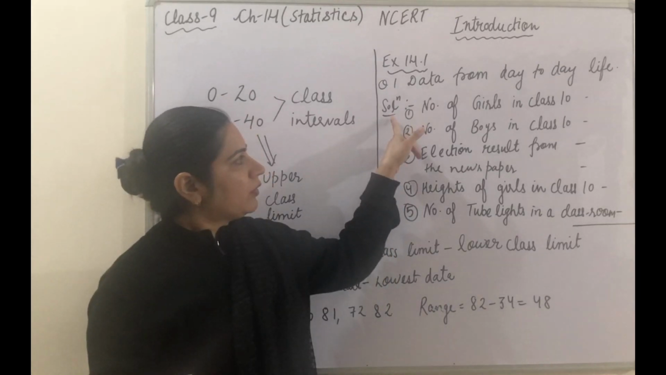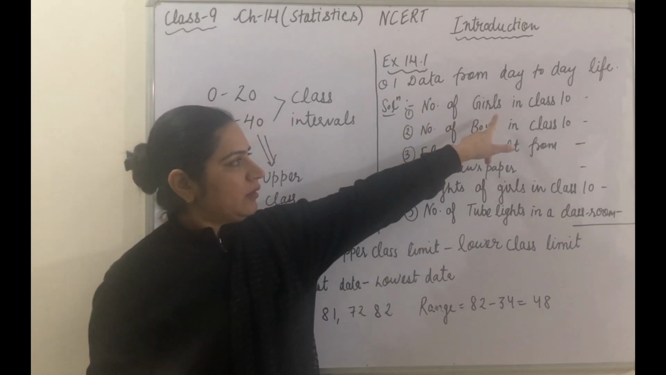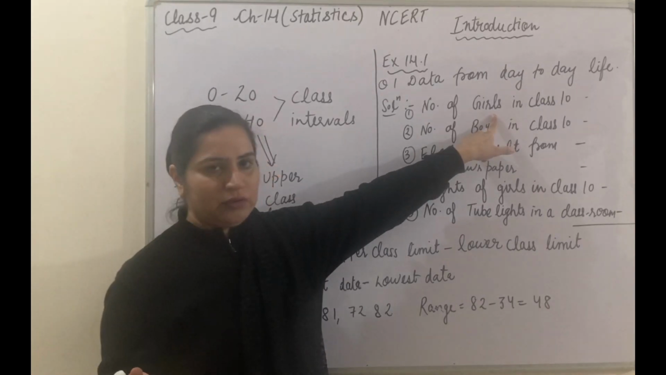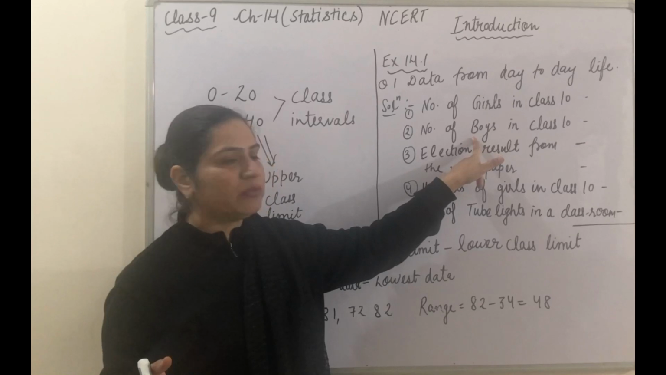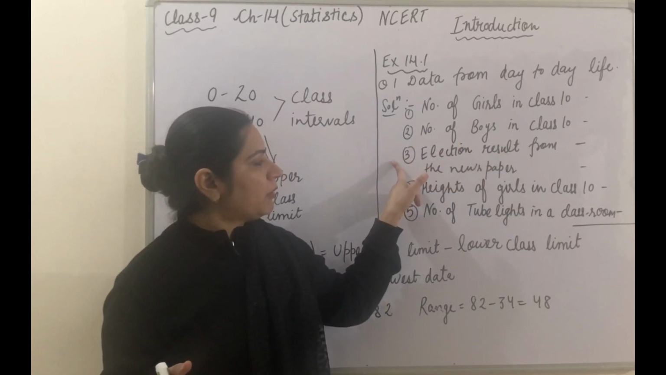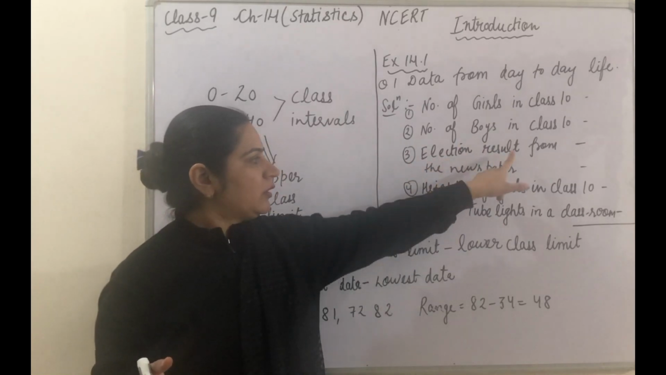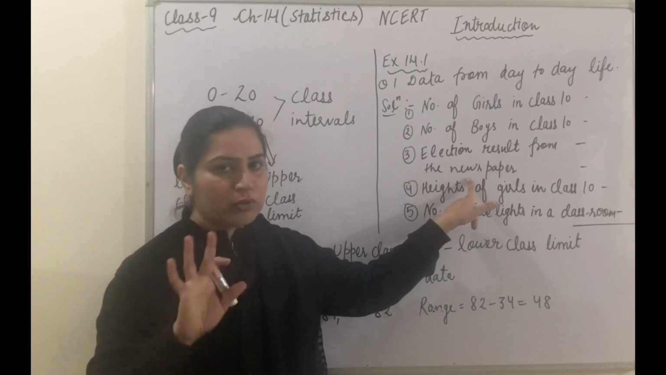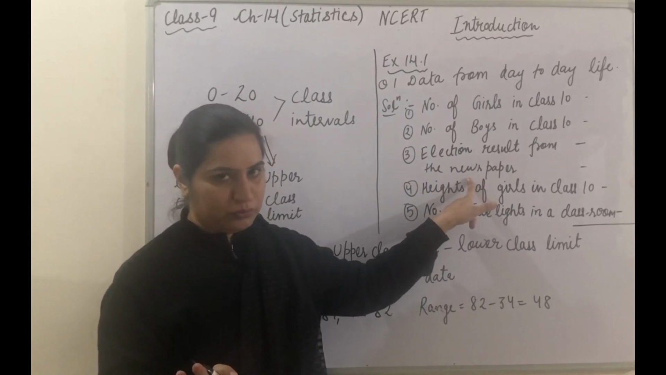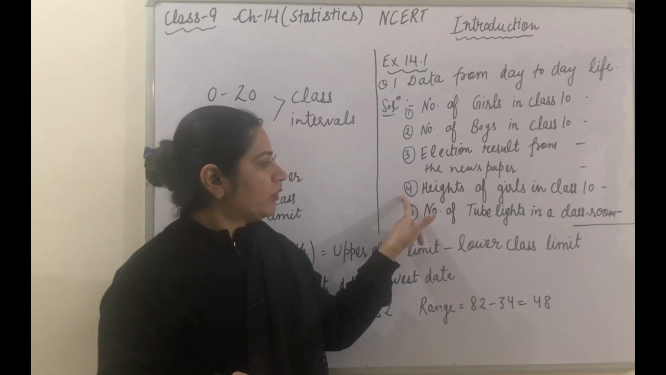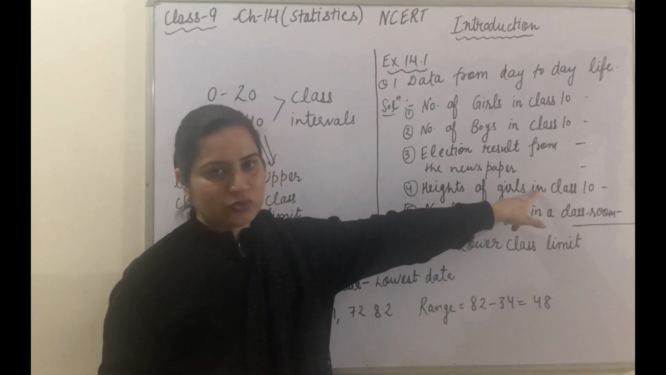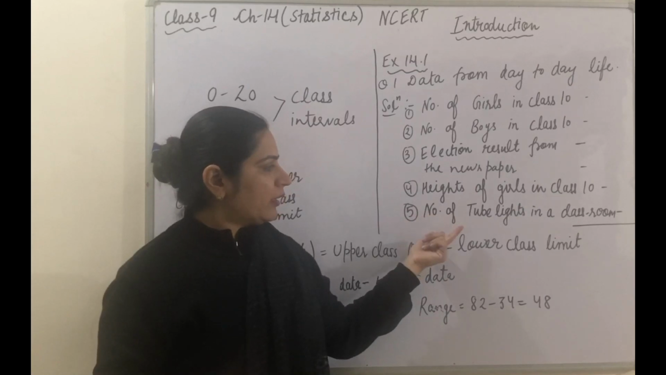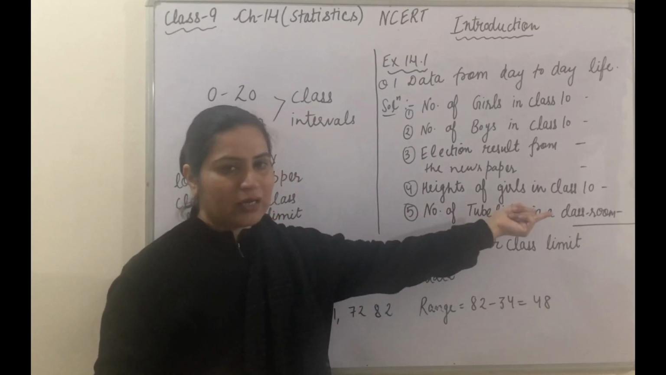Okay. Here I have written the number of girls in a particular class. In class 10th, we can count the number of girls. Similarly, the second example I have taken is the number of boys. The third example I have taken is the election result from the newspaper. I am not the source, the newspaper is the source. And the fourth one is the height of a girl, height of the girls in class 10. The fifth example I have taken is the number of tube lights in a classroom.